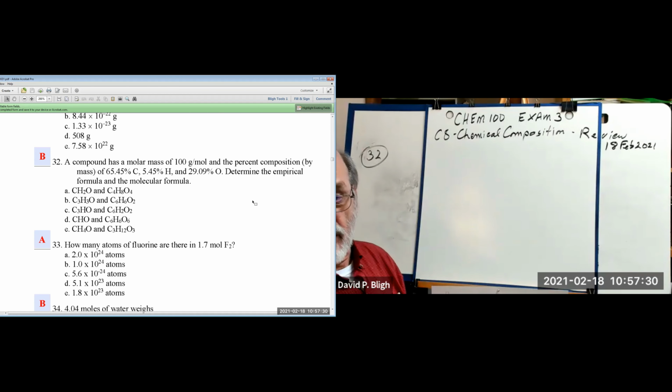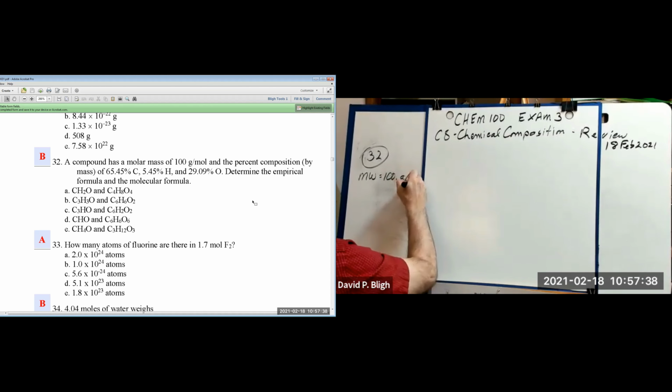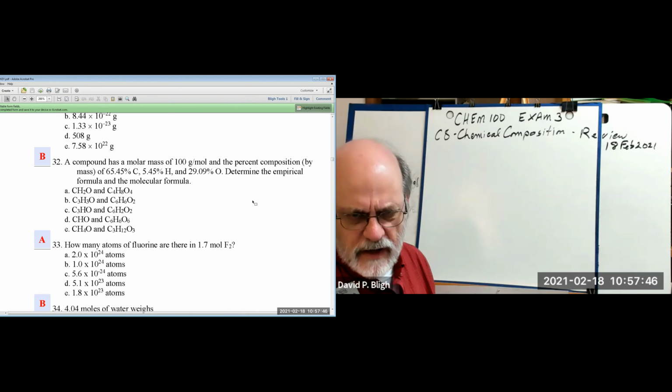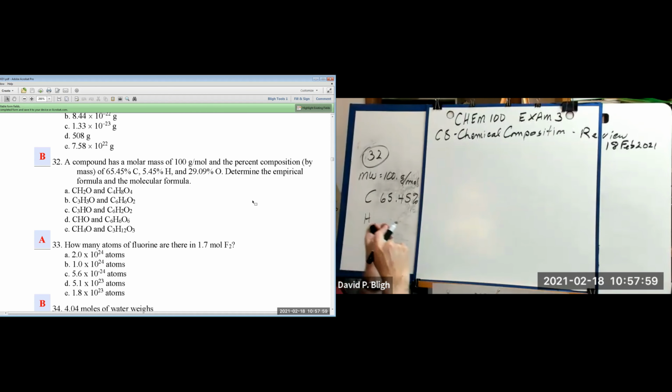A compound has a molar mass of 100 grams per mole. So we're given that. The molecular weight is 100 grams per mole. Okay? And we're given compositions. Percent composition, and there are no outliers. They've got carbon, hydrogen, oxygen, and that's it. 65.45% carbon. And hydrogen is 5.45%. And oxygen is 29.09%.